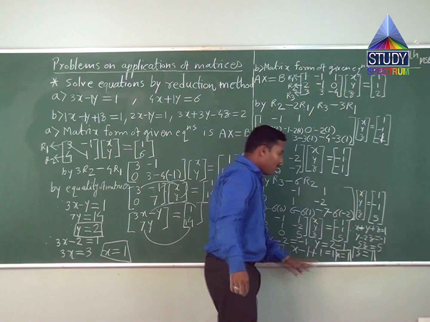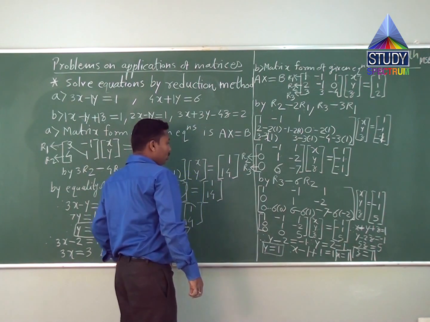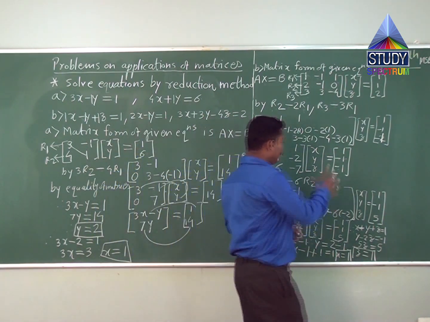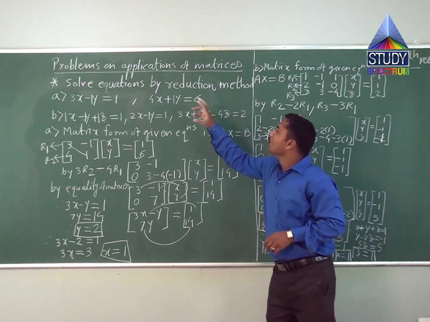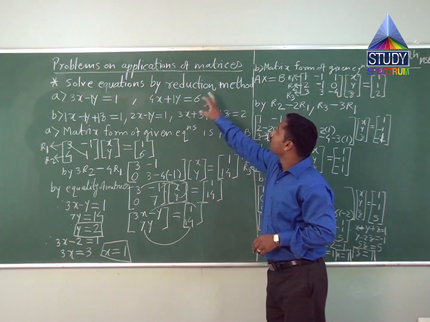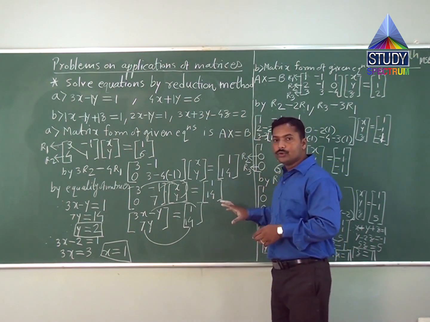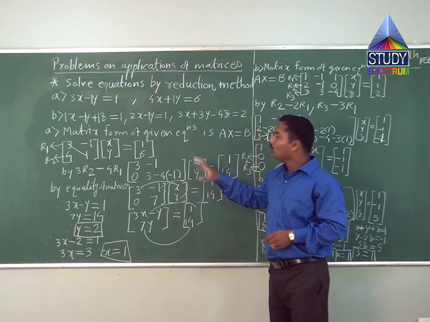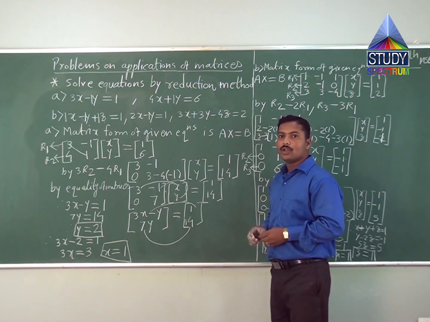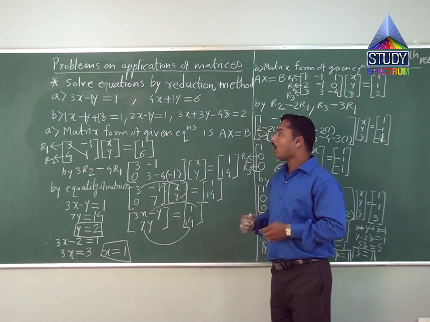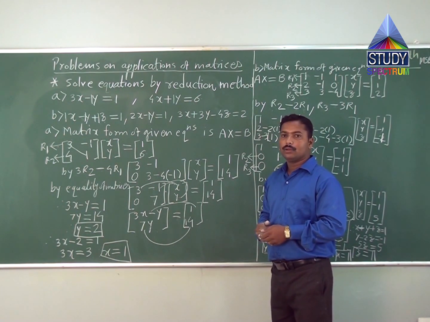So always box all the values of x, y, z. We discussed these two very interesting problems on solution of equations by the reduction method. It means we have reduced the matrix A into an upper triangular matrix. This method is also called the Gauss elimination method or upper triangular method.